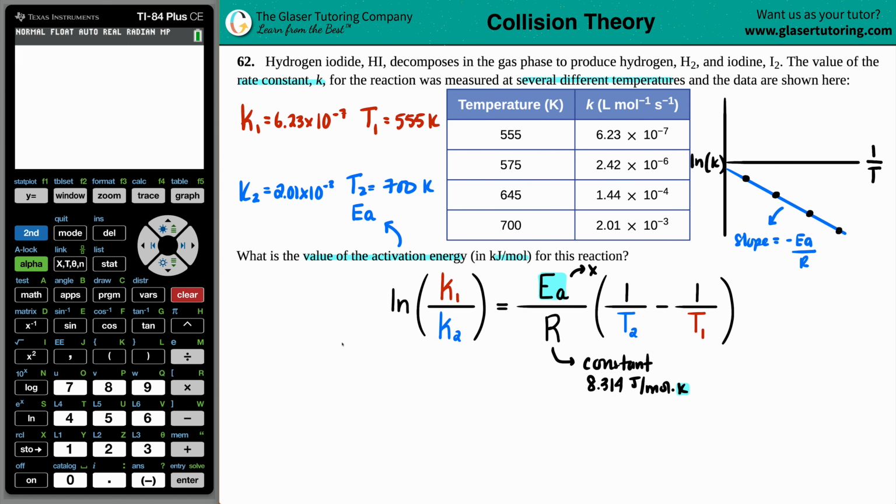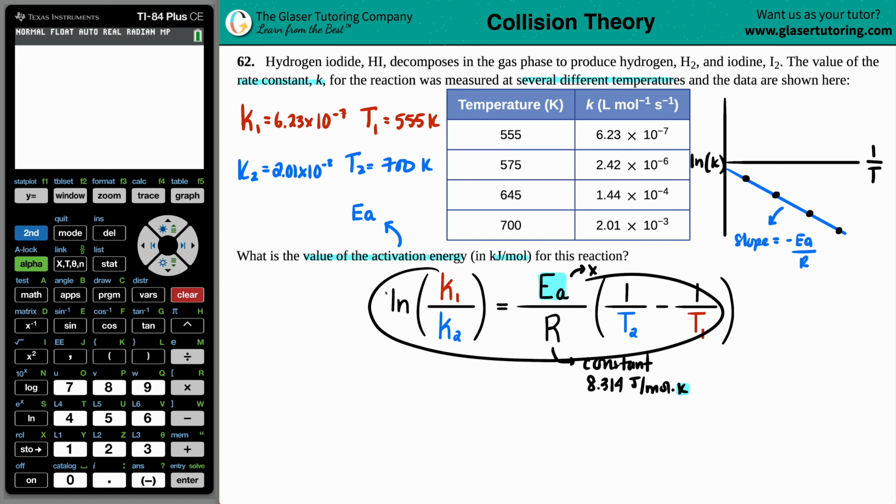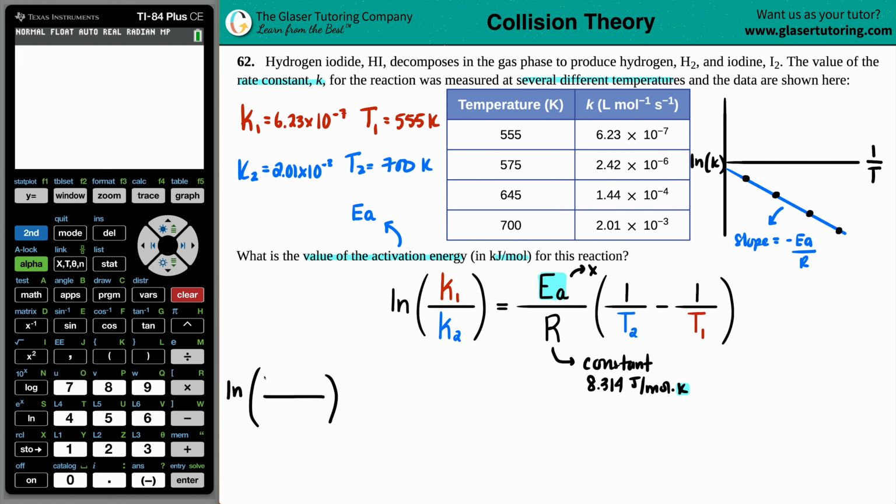So now, since I have all that figured out, let's take those and plug them into this lovely formula. And what I'm going to do is start on this side. With this formula, the ln's and the 1 overs are done for you already. So you don't have to worry about changing any of the values. The formula will do it for you. So it's going to be ln of k1, which we said, for me, 6.23 times 10 to the negative 7th, over k2, which is 2.01 times 10 to the negative 3rd. I'm just making sure that this looks good. 6.23 times, yep, 2.01, okay.